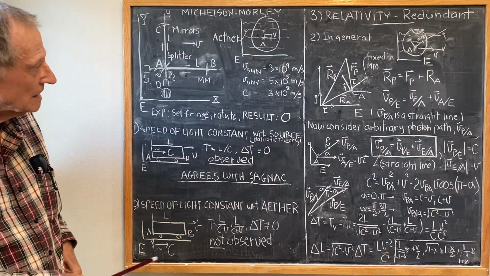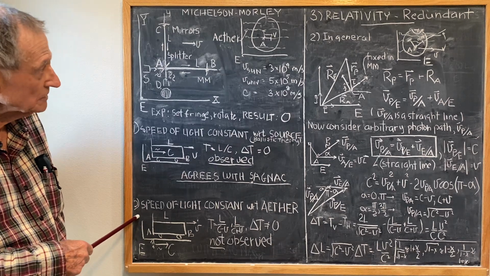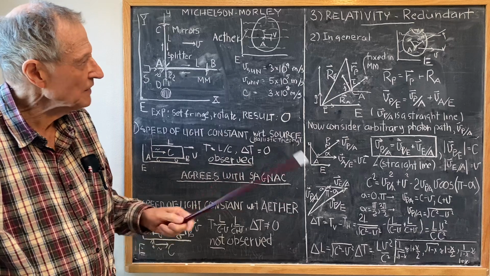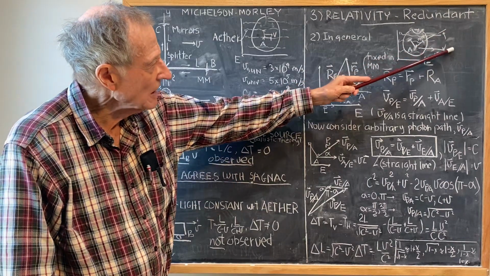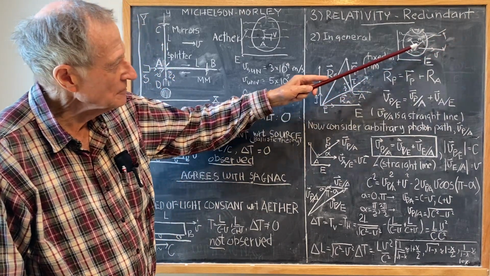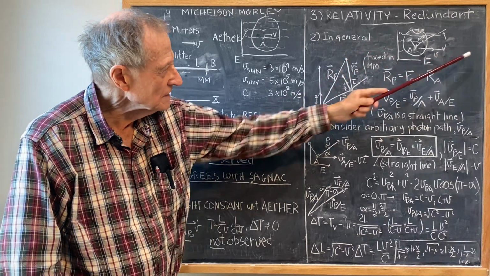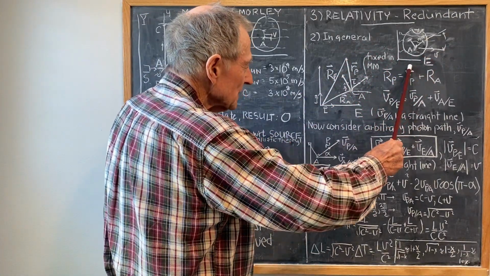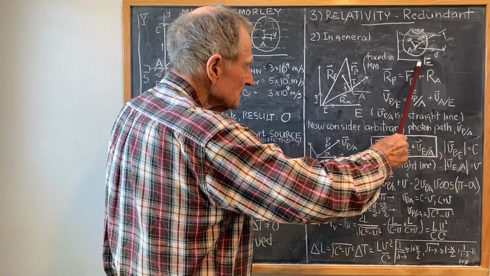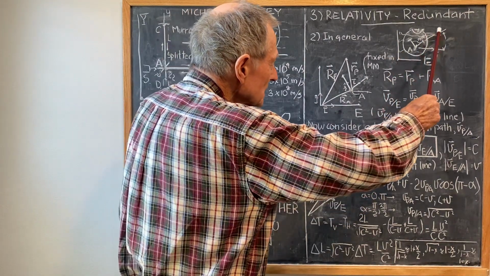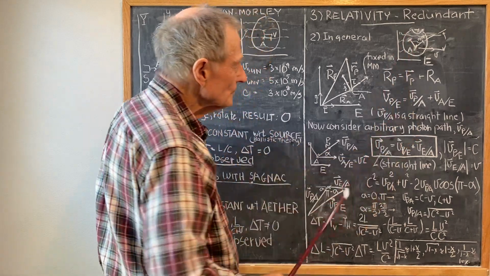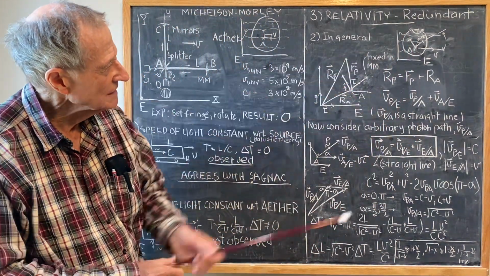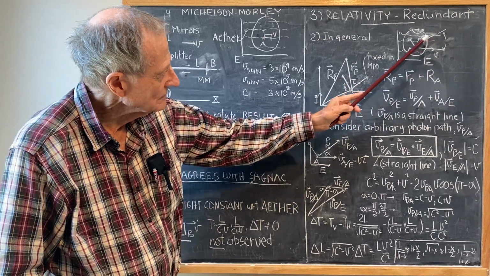Now, as I indicated here, I'm going to consider the general case for the Sagnac experiment oriented at some arbitrary angle with respect to the ether wind, or the velocity of the experiment v with respect to the ether here. This is fixed in the ether. This is a reference frame attached to the Michelson-Morley experiment here.